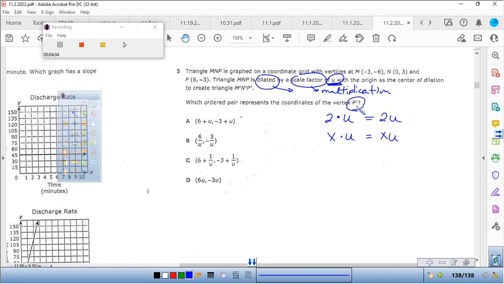So you basically want to multiply it by u, whatever they're saying. They're saying P. Where's P? Here's P. So multiply that times u and multiply that times u. They're basically saying 6 times u, and then negative 3 times u. Now, if you look at all of these, it's saying scale factor and multiply, right? That's not multiplication. That's not multiplication. That's not multiplication. Without even looking at P, this is the only one that's multiplying, so D is your automatic answer.